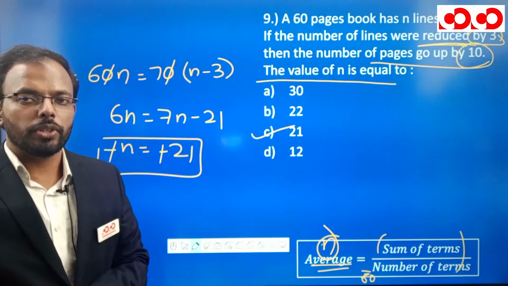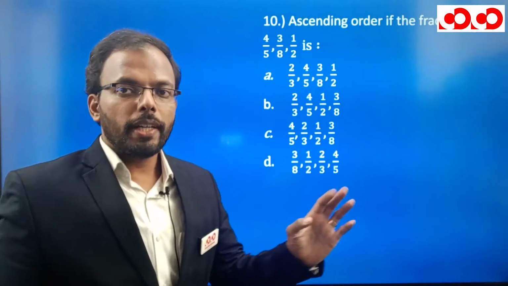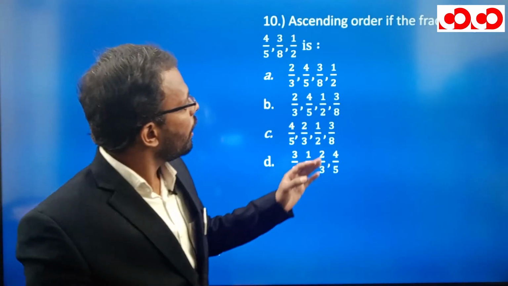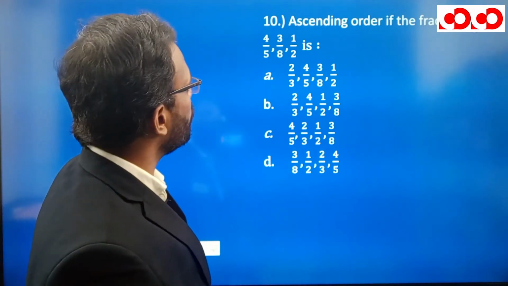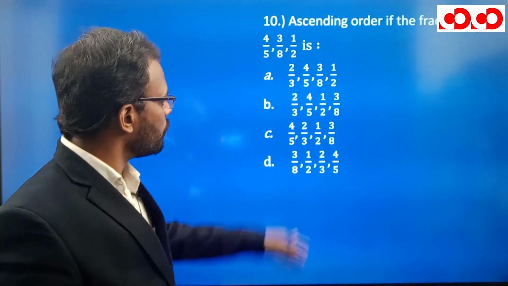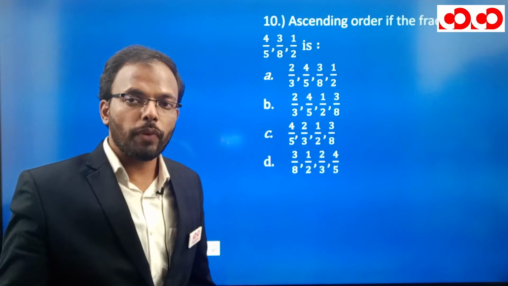It's a very easy question. Let's move on to the next question. So here is the next question, question number 10. Ascending order of the fractions. See, there are few fractions given: 2 by 3, 4 by 5, 3 by 8 and 1 by 2. And there are 4 options. We need to find the ascending order.